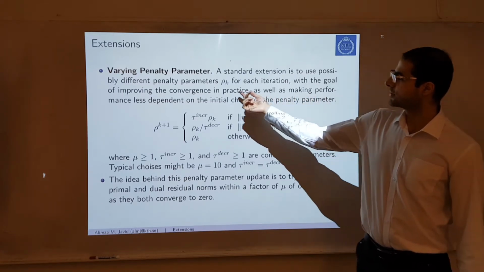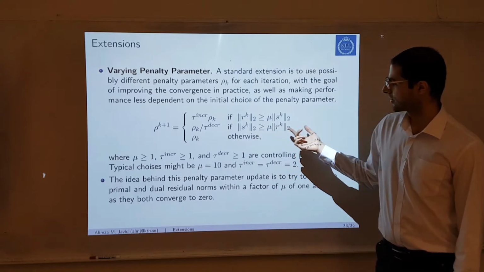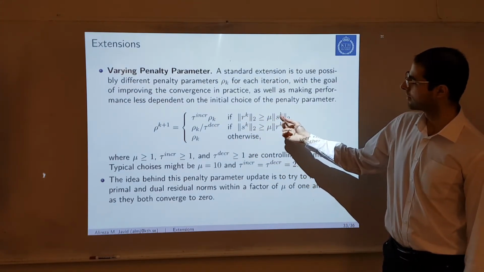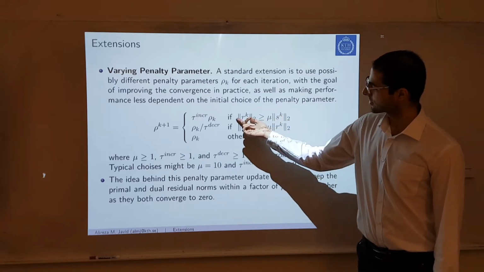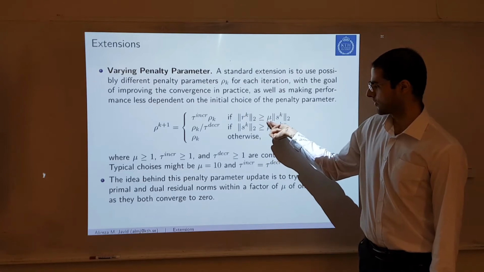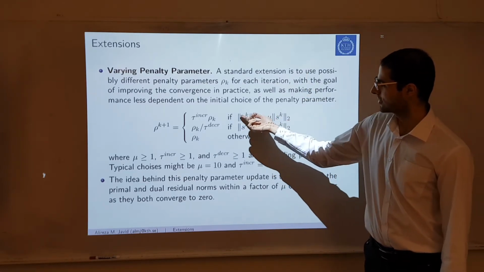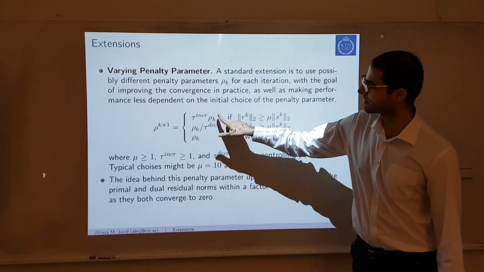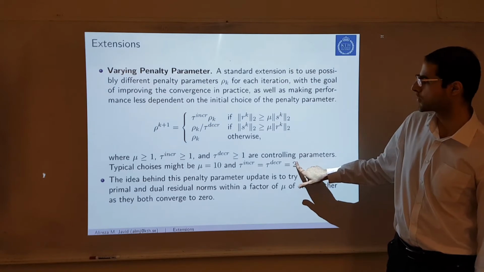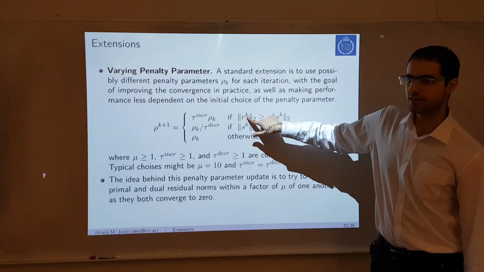The idea is that you can change rho k from iteration to iteration. You have two residuals, r and s, that are supposed to go to 0. I'm just enforcing them to be not far from each other by a scale of mu. Let's say that mu is 10. If r is 10 times larger than s, then I'm increasing rho. This is some value bigger than 1, say 2. I will make rho twice. Why? Because r is so big.